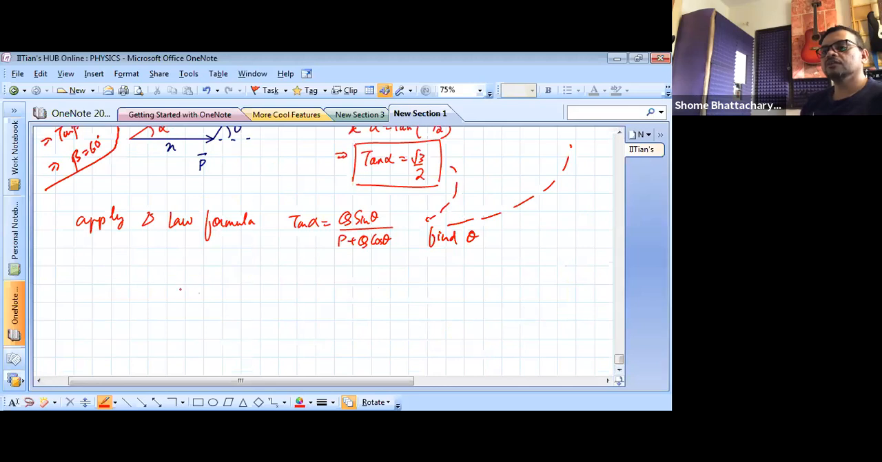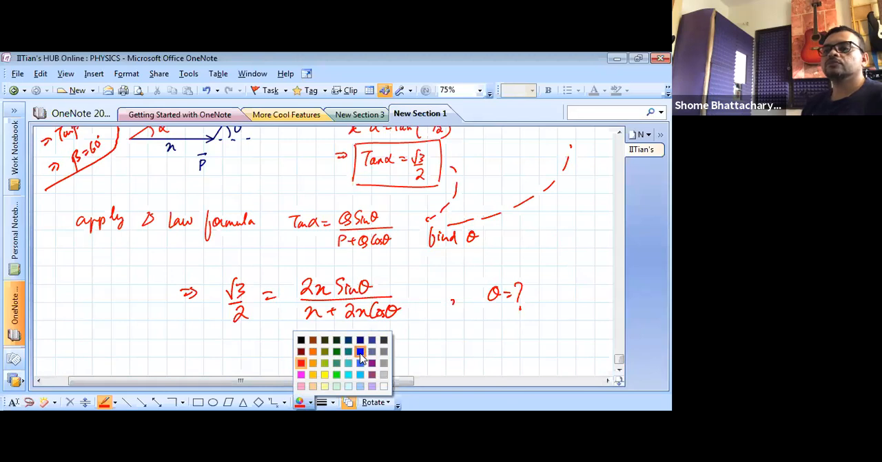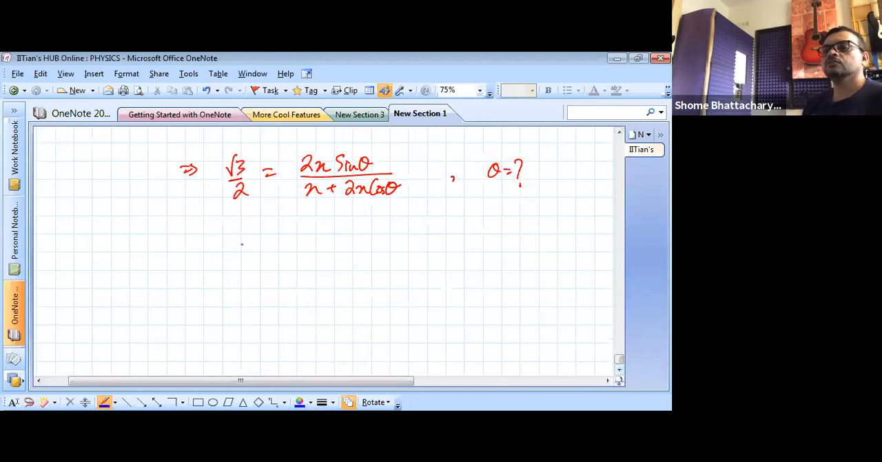So tan alpha is given to us as root 3 by 2, and on the other side that is equal to Q, which is 2x sine theta, upon P, which is x, plus Q, which is 2x cos theta. From this we have to find what theta is. So let's see how we proceed here. These types of equations are a little tricky to solve in maths. First thing is to cancel the x. So this becomes root 3 by 2 is 2 times sine theta upon 1 plus 2 times cos theta.